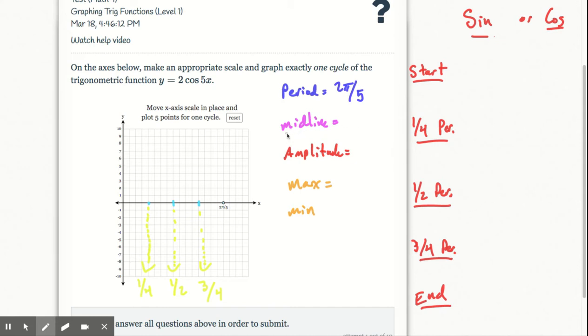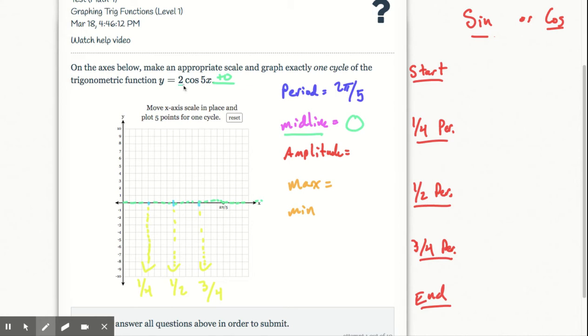So let's start with what we know. What is the midline of this function? We don't see a number being added out to the side, right? So it's like we have a plus 0 out on the side. Therefore, the midline is 0. So in other words, the x-axis itself, this line right here, is going to be the vertical middle of the function.